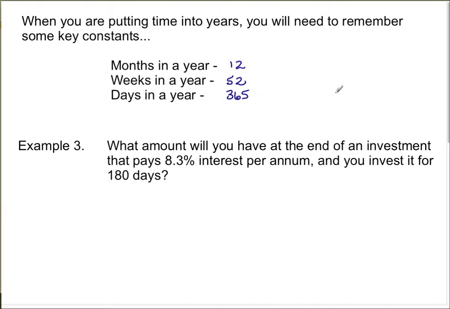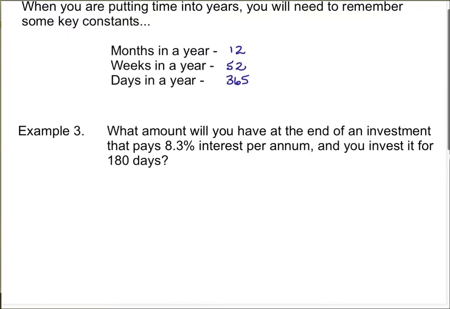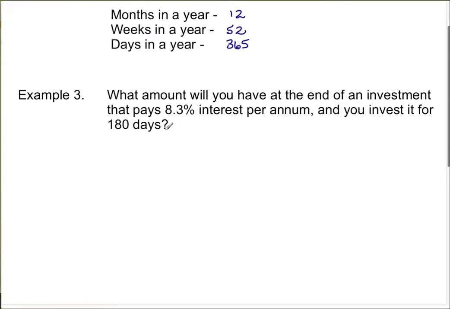So for example 3, it says, what amount will you have at the end of an investment that pays 8.3% per annum, so 8.3% for the whole year, and you invest it for 180 days? Okay, so it's for the whole year. We're going to have to cut it down. So interest equals PRT. The principal, I don't have an amount here. So what amount will you have at the end of an investment? Let's say it's a $6,500 investment. Let's just throw something in there. So the principal is $6,500.